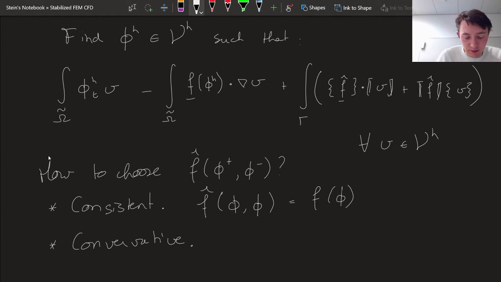And the conservativity of a flux, of a numerical flux, is the property that the jump of f hat is equal to 0. And we often call this a single valued flux.